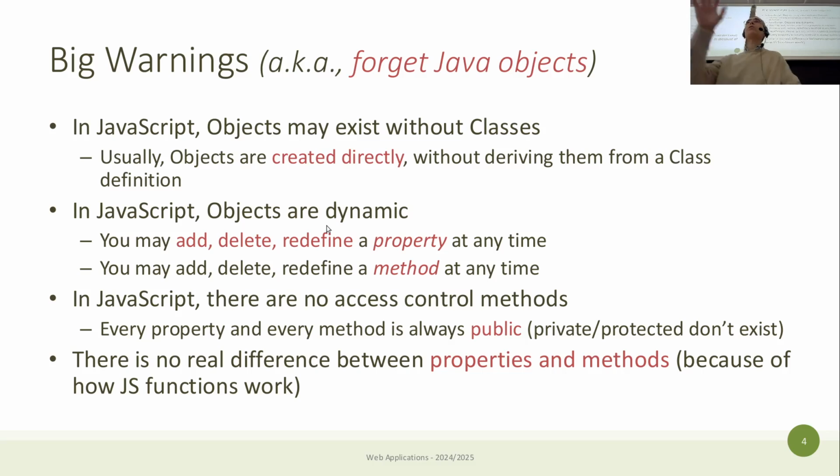And objects also are dynamic. It means that what is contained in an object can change over time. So you can have methods and properties that are created while you are executing the program, or are also removed. You may add, delete, and even redefine, because they are basically variables, a property or a method. And also in JavaScript there is no access control, so everything is public. Everything can be accessed by any part of your code. This is quite peculiar of JavaScript.